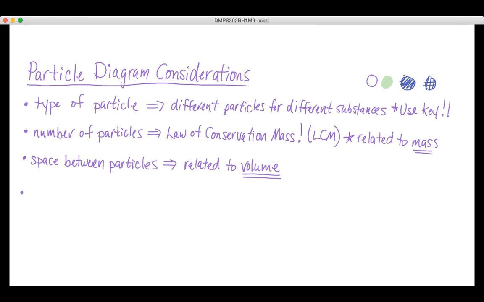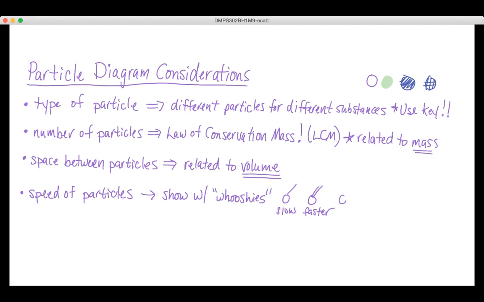Let's see, what was next? Speed of particles, which you have to show. We know that particles are moving. We're going to show this with whooshy lines: slow, faster, and then fastest. More lines, more speed.